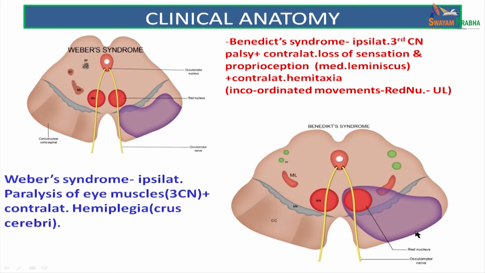And for the Benedict syndrome, there is ipsilateral third nerve palsy because of the involvement of the third cranial nerve, the oculomotor nerve, and contralateral loss of sensation and proprioception because of the involvement of the medial lemniscus, and there is contralateral hemiataxia, that is the tremors that are seen because of the involvement of the red nucleus mainly to the upper limb, and there is contralateral hemiplegia as well because of the involvement of the crus cerebri.